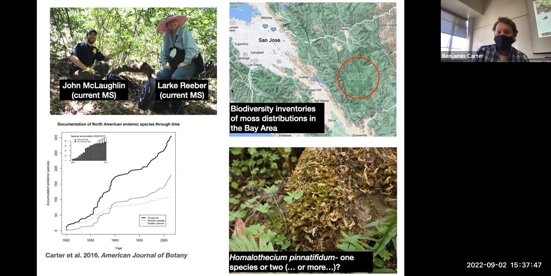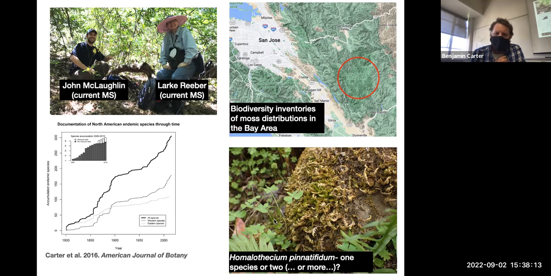And then the other really important work is taxonomic work. So basically figuring out what's a species and what's the difference between this species and that species. So another one of my current students, Lark Lieber, is doing that for a group of species. And maybe it's one, or maybe it's two, or maybe it's five. We're not really sure. But she's sorting that out with herbarium specimens and genetic data.